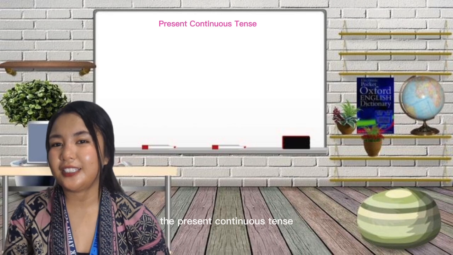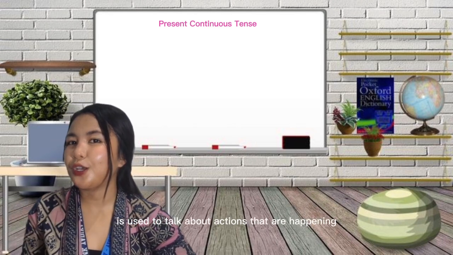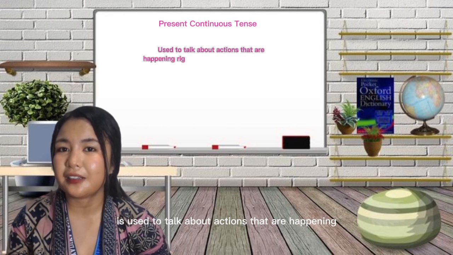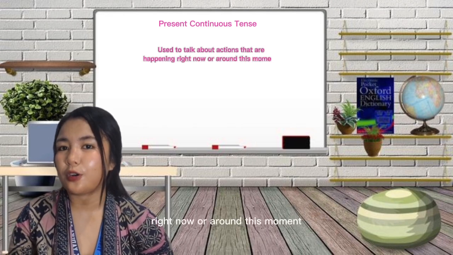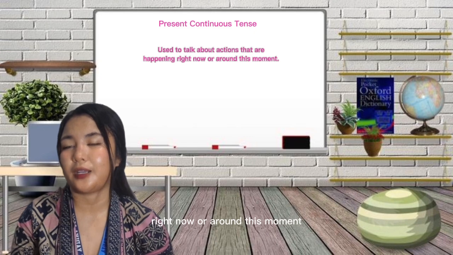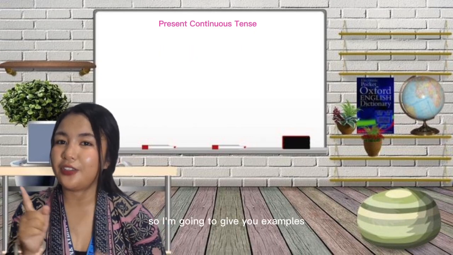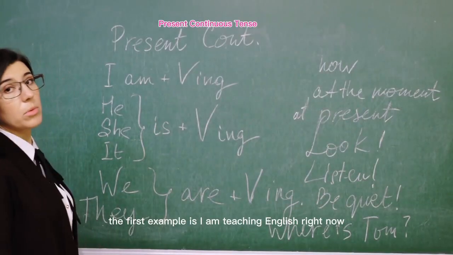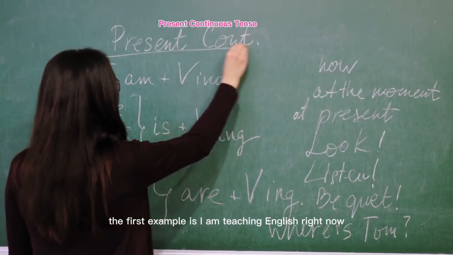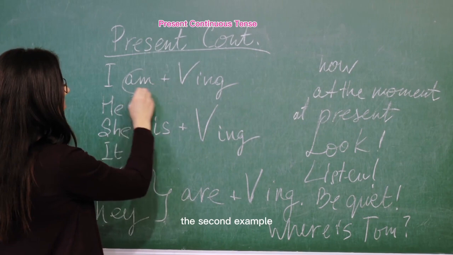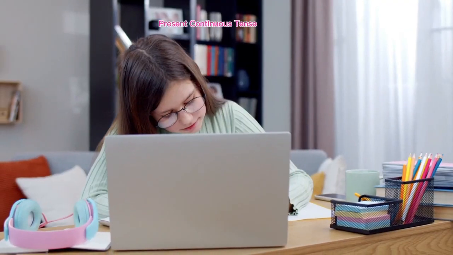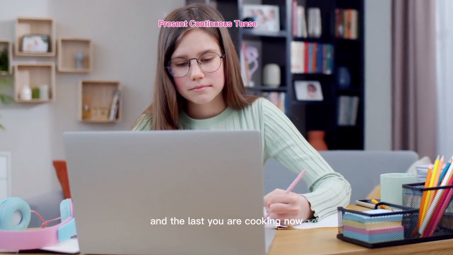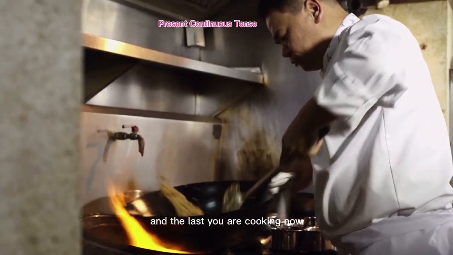The present continuous tense is used to talk about actions that are happening right now or around this moment. So, I'm going to give you examples. The first example is, I am teaching English right now. The second example, I am learning English right now. And the last, you are cooking now.